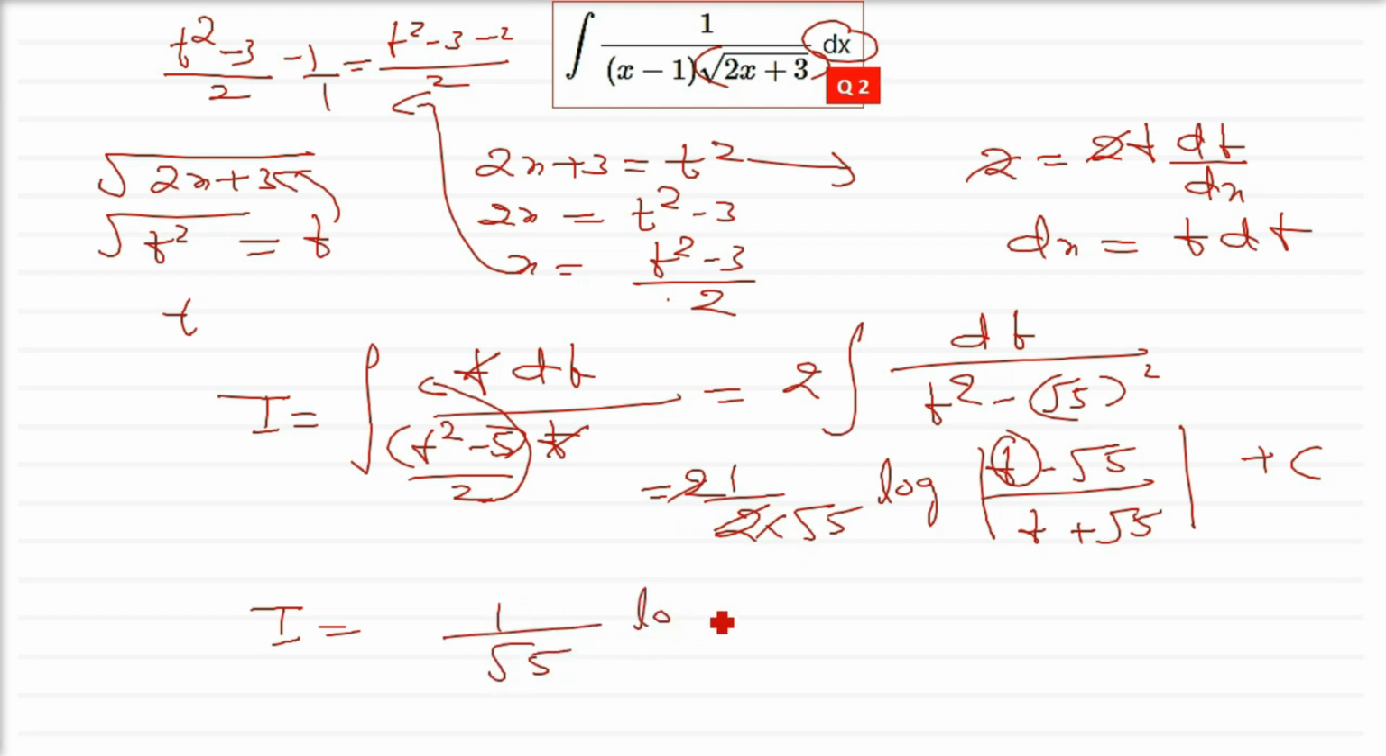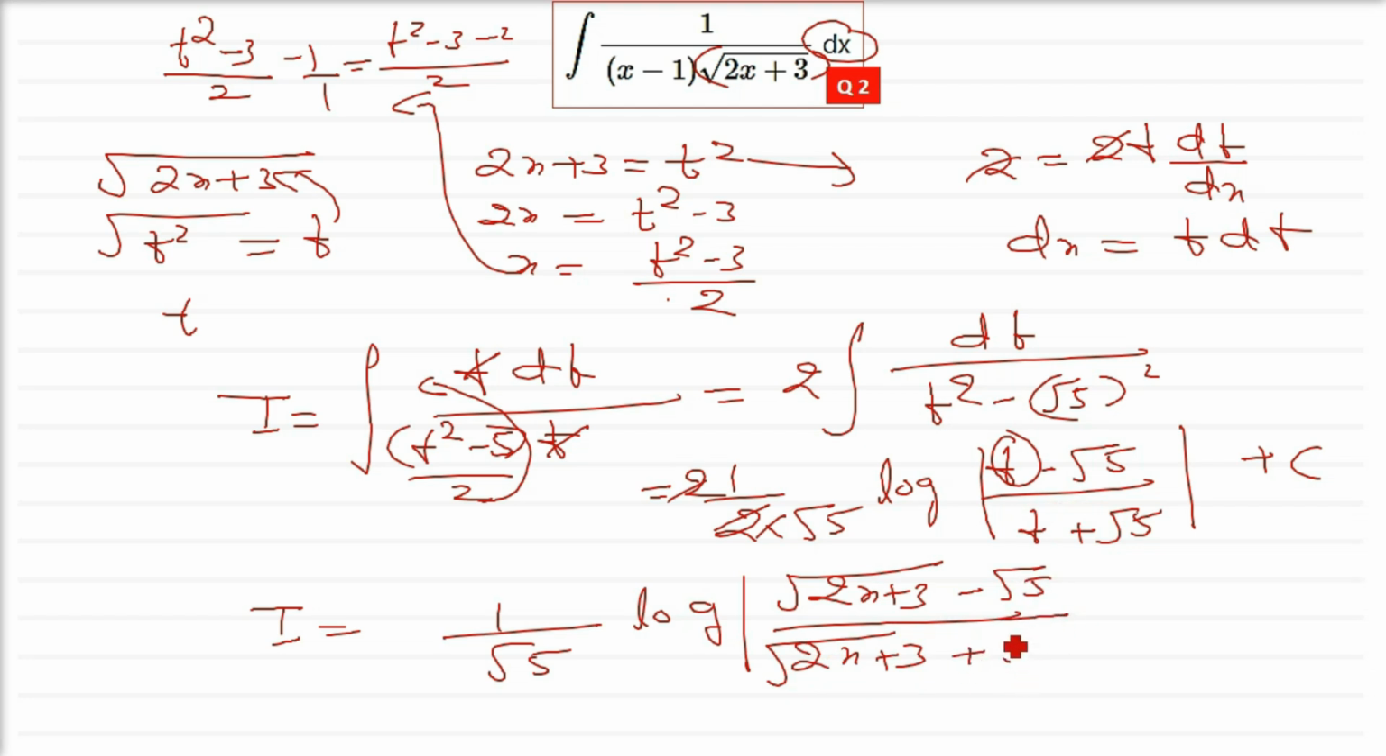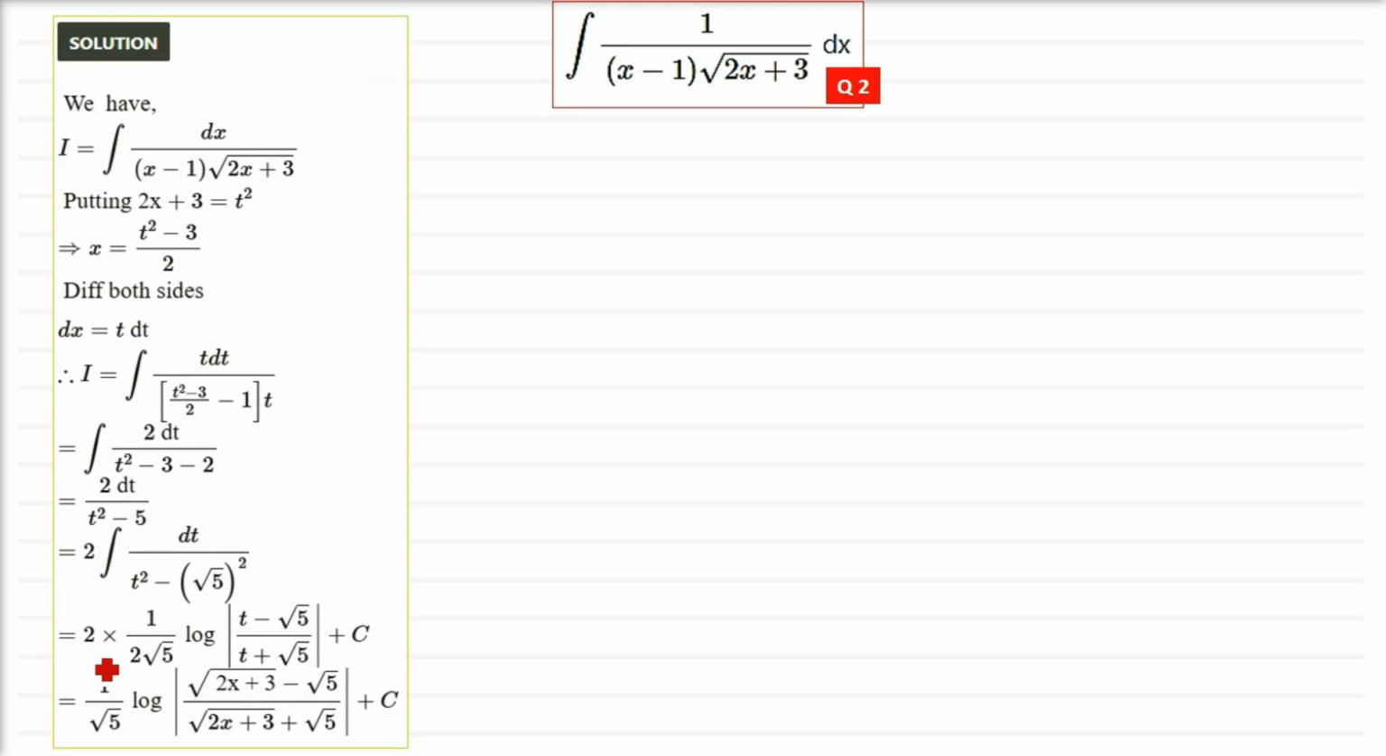So 1 by under root 5 log modulus of under root 2x plus 3, here also under root 2x plus 3 minus root 5 over plus root 5, plus a constant of integration. This is your I.